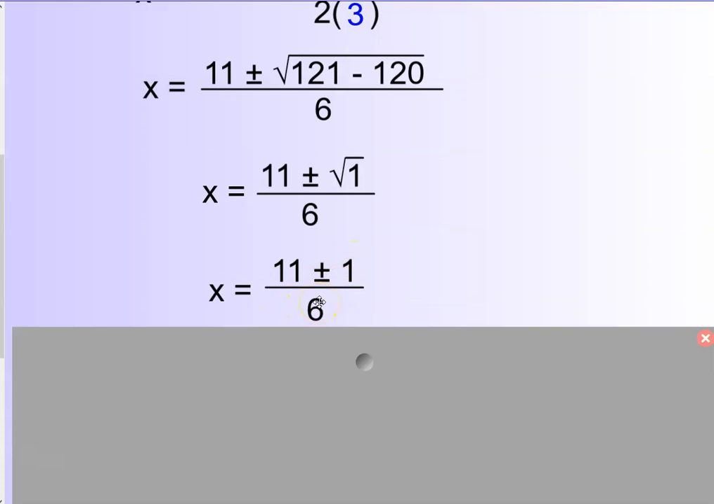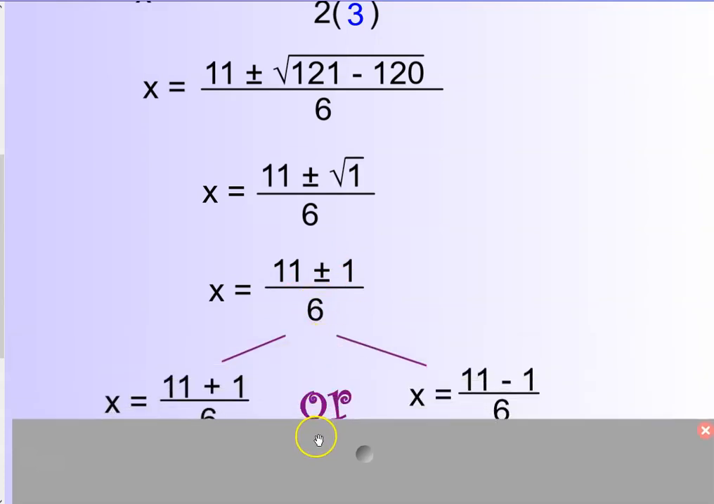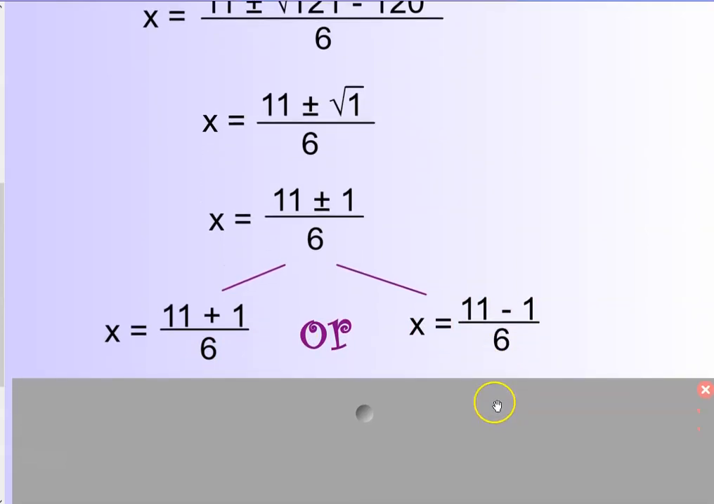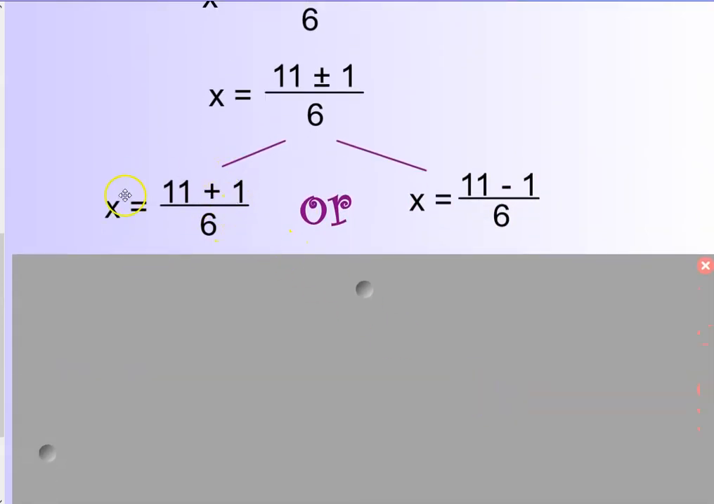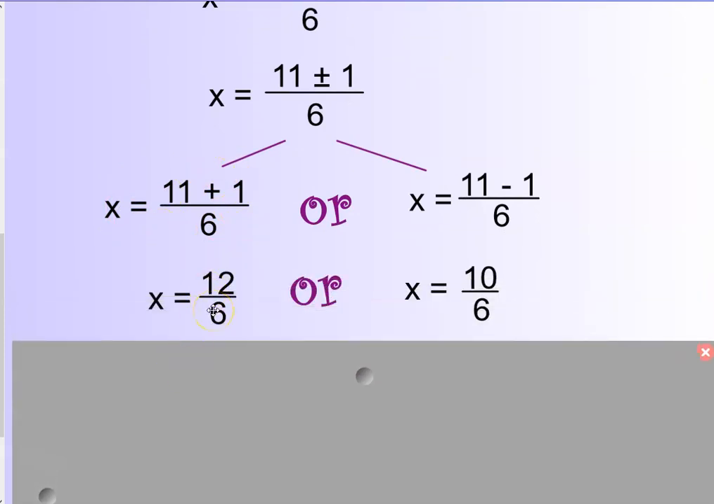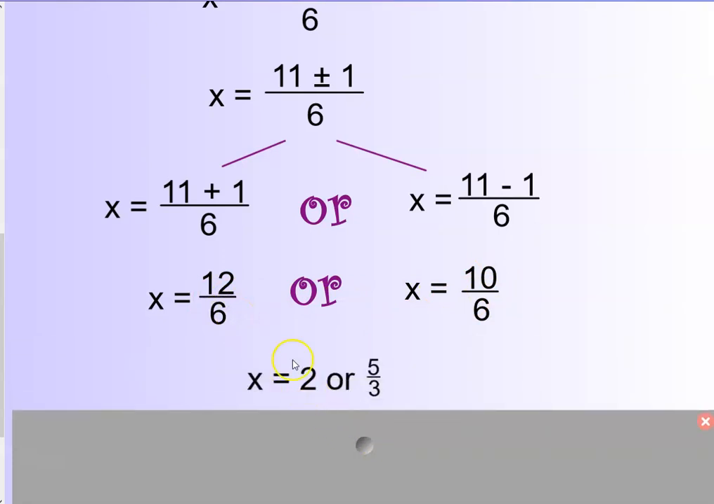Now we break it up into two different situations. We have either 11 plus 1 over 6, or we have 11 minus 1 over 6. And we just have to clean these up. Working with the equation on the left, I get 12 over 6. Working with the equation on the right, I get 10 over 6. And now those fractions we can simplify, and that's 2 on the left, or 5/3 on the right. Don't write it as a decimal, write it as a fraction.